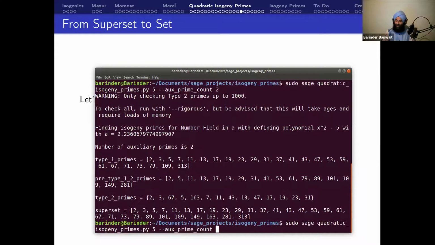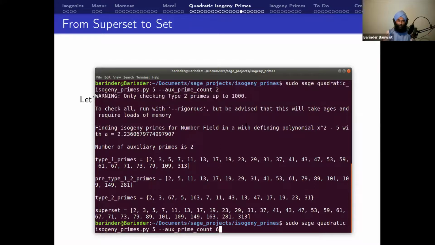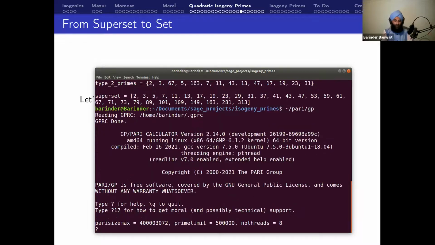I'm going to leave it as an exercise to increase that to 6 and wait. Again, if you don't have heavy stuff running, it should only take maybe 15 seconds, and most of these larger primes will get filtered out. So you'll only be left with the primes up to 79 and 163. It does give you a warning here. The Sage part only checks type 2 primes up to 1,000. To check all of them, that's where the PariGP part comes in.